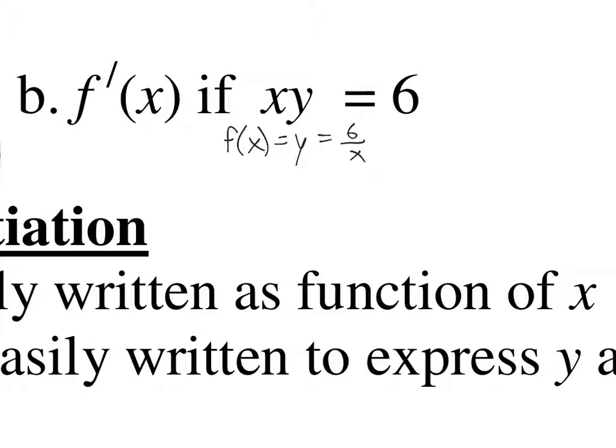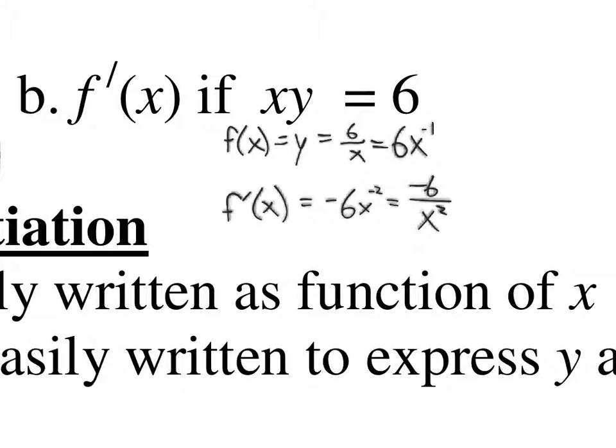All right? Now that y is in terms of x, we can write that as f of x. Okay? And of course, I can rewrite 6 over x as what? 6 times x to the negative first power. Yeah, 6x to the negative 1. Okay? So, what's f prime? Negative 6 over x squared. There you go. Negative 6x to the negative 2, which is negative 6 over x squared.